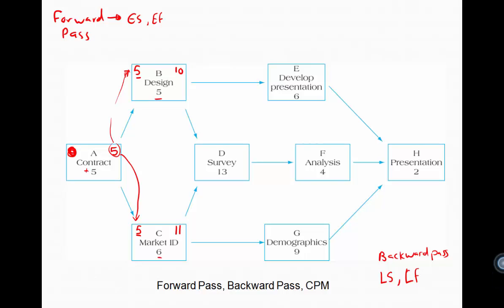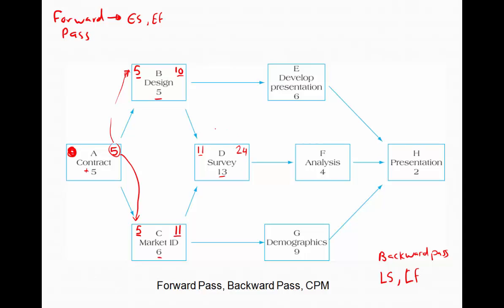We need to determine the early start for activity D. You'll notice that activity D is a merge activity, and there's an exception to the rule that we've just covered here. Whenever you're at a merge activity, you have to decide the early finish of which predecessor you carry over to activity D. In this example, we have either 10 or 11, and the rule tells us that you take the largest of the two. So for activity D, the early start is 11 days. And we carry on. 11 plus 13 gives us 24.